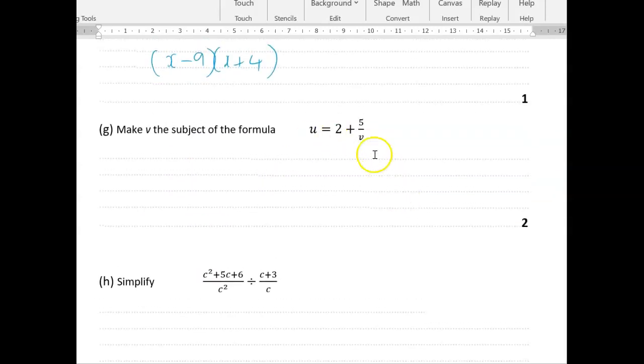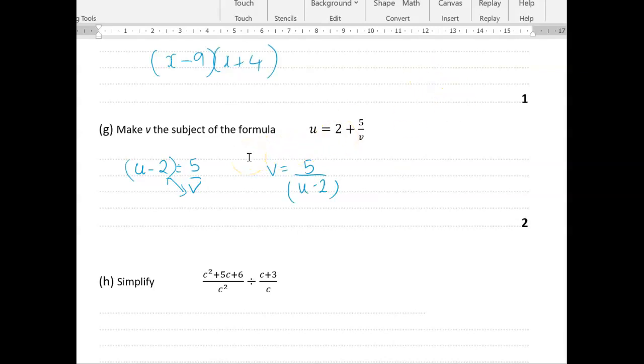Second last question, making V the subject. Overall, this question was done really poorly. Okay, making V the subject means we want to get V equals, but a lot of people didn't know what to do with this 2. So what I suggest you do is you take 2 from both sides. So I get U minus 2 is equal to 5 over V. Okay, and that U minus 2 is one whole term grouped together, and I can swap these guys around and get V is 5 over U minus 2.